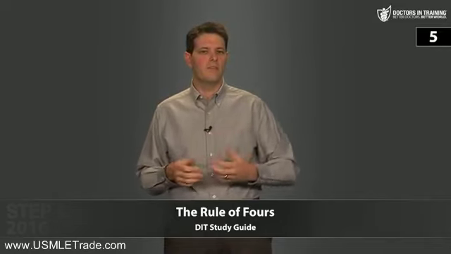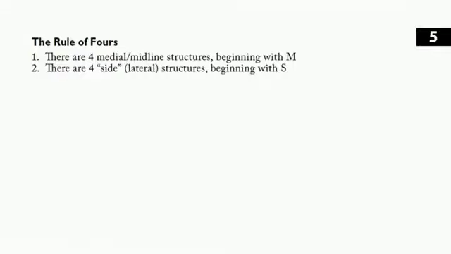So let's look at number 5 in the study guide. There are 4 rules in the rule of 4, and each rule has 4 parts. The first rule is there are 4 medial or midline structures, and they all begin with M. So we're going to look at those in a moment. The second rule is that there are 4 side structures or lateral structures, and the side structures begin with an S.